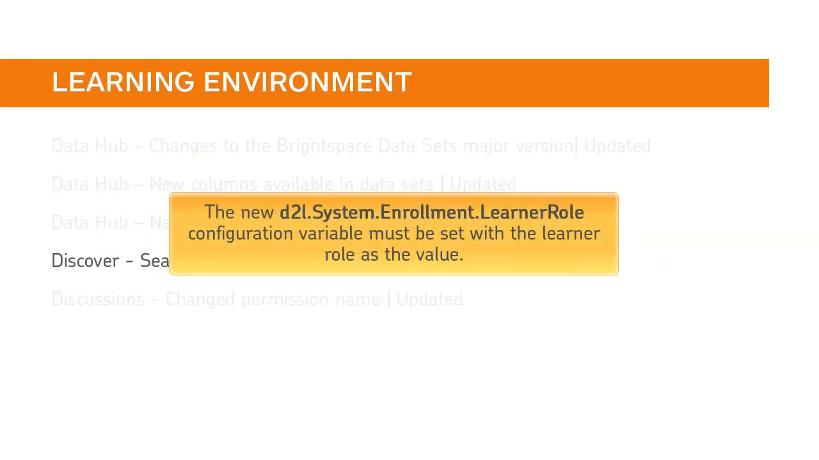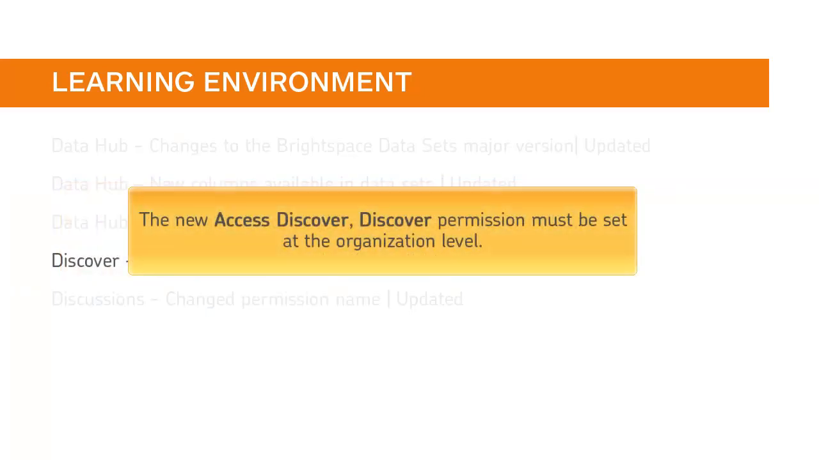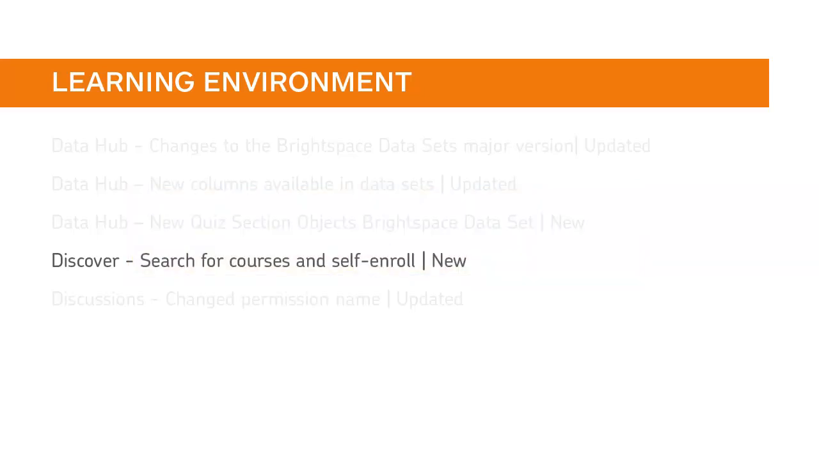The new D2L, System, Enrollment, Learner Role configuration variable must be set with the learner role as the value. To allow users to configure courses for self-enrollment, the new Manage Discover permission must be set at the organization level, and the new Access Discover permission must be set at the organization level. For additional information, review the release notes.